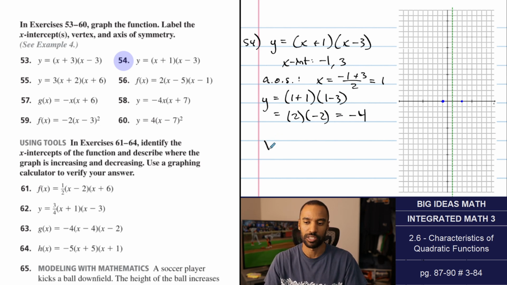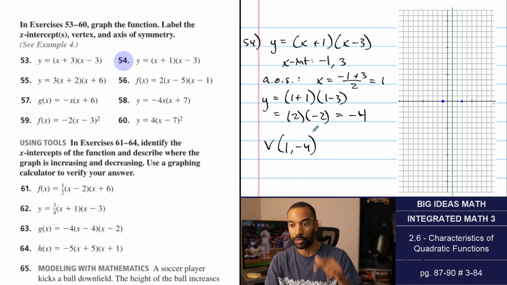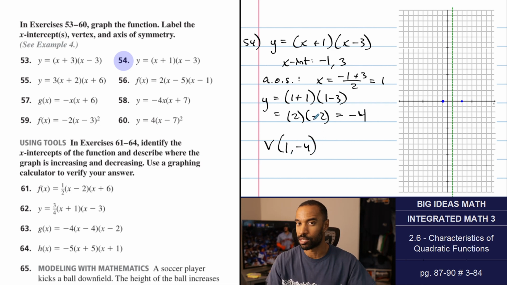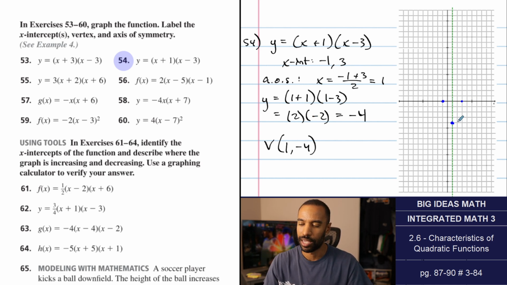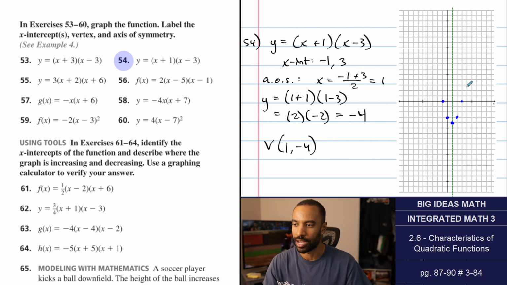So for vertex-based things, when you plug in the x value of the vertex, that's going to be happening. Get used to that pattern. If that pattern doesn't happen, we did something wrong. That's why I call it out. So 1, negative 4 is the vertex. You got a stretch factor of 1, so 1, 1, 2, 4, 3, 9, etc.